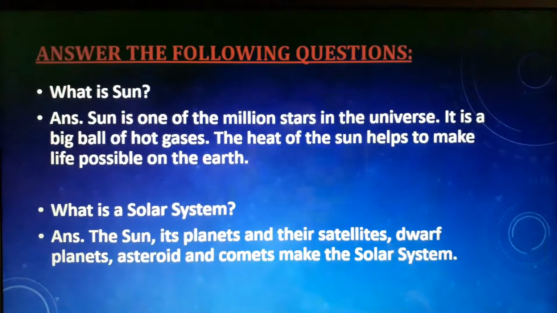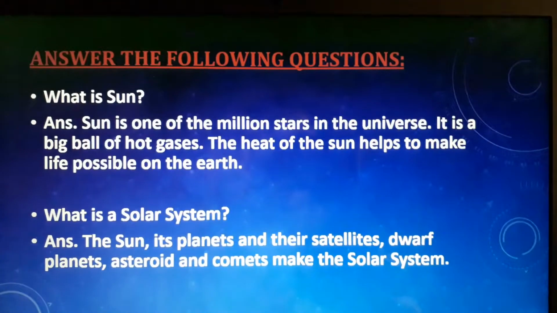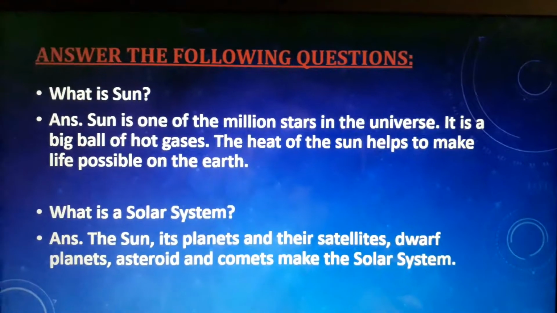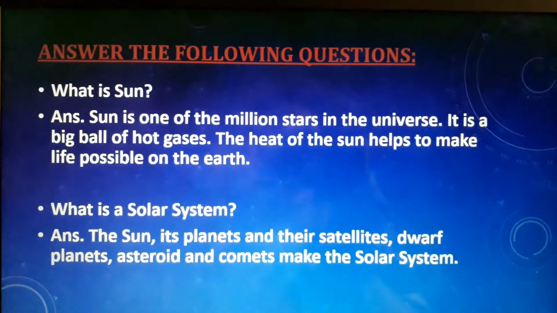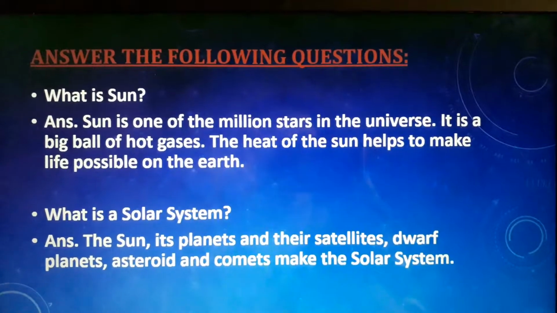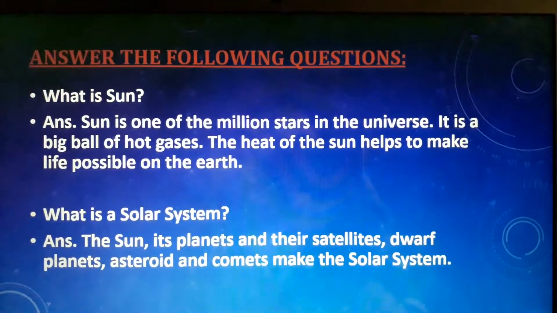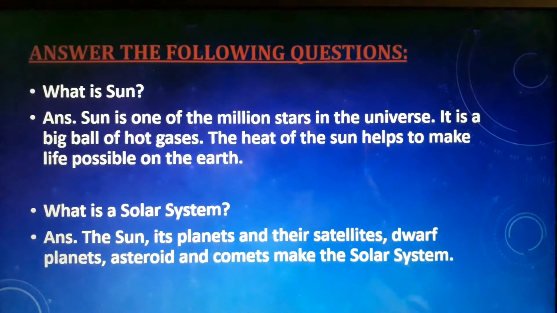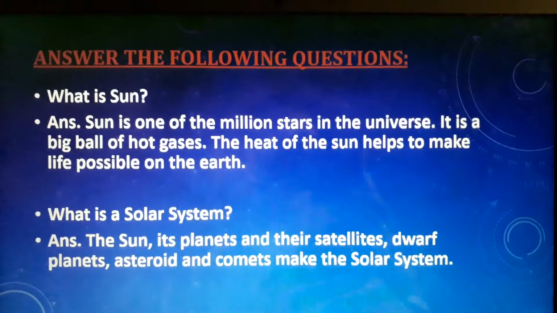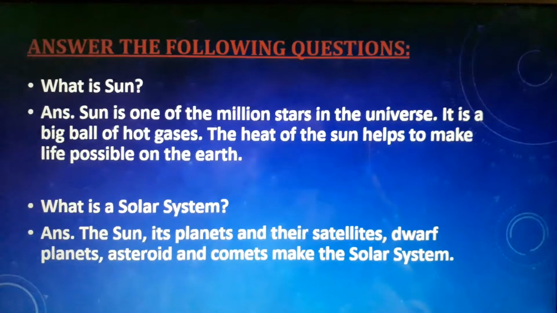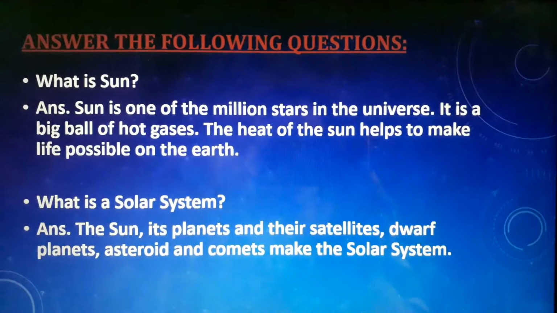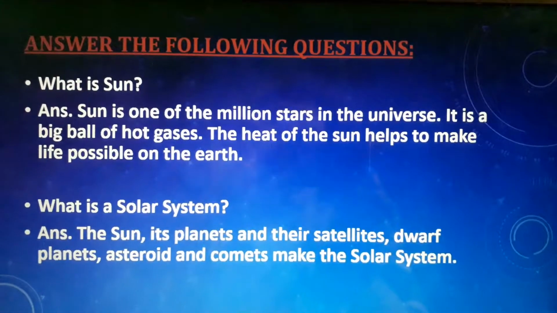Answer the following questions. What is sun? Sun is one of the million stars in the universe. It is a big ball of hot gases. The heat of the sun helps us to make life possible on the earth. What is a solar system? The sun, its planets and their satellites, dwarf planets, asteroids and comets make the solar system.